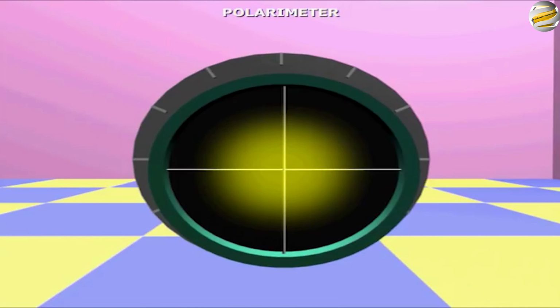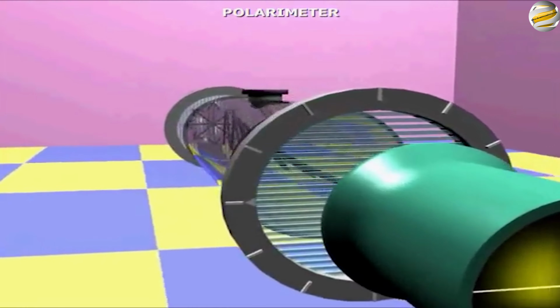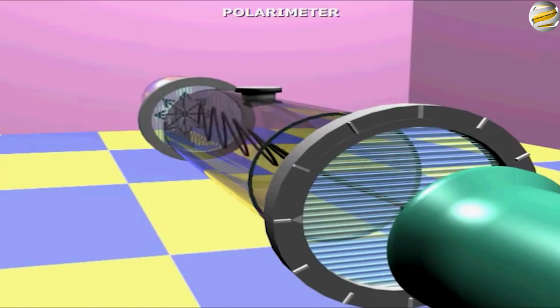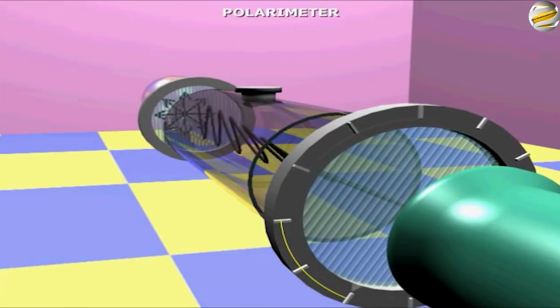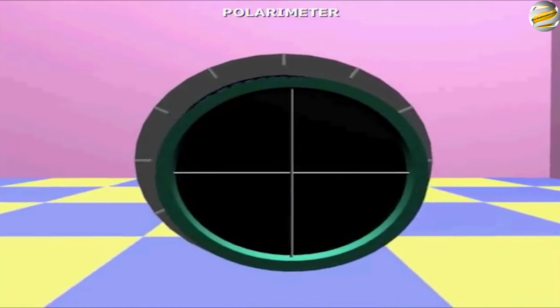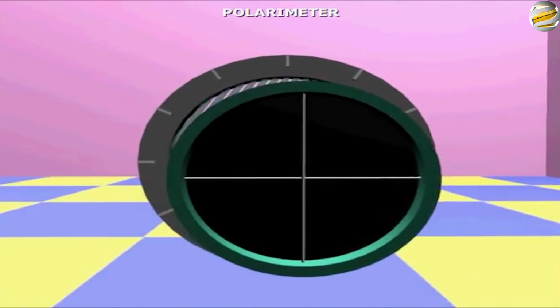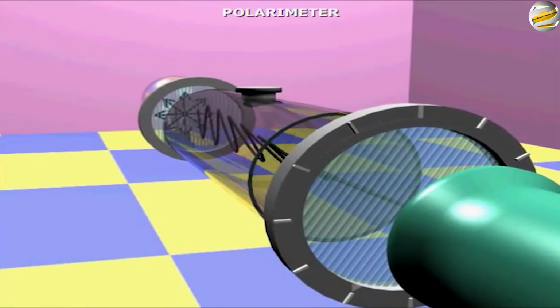Darkness only exists when the analyzer is exactly perpendicular to the plane polarized light. We rotate the analyzer till we see darkness again in the eyepiece. This occurs when the analyzer is perpendicular to the plane of the rotated light.